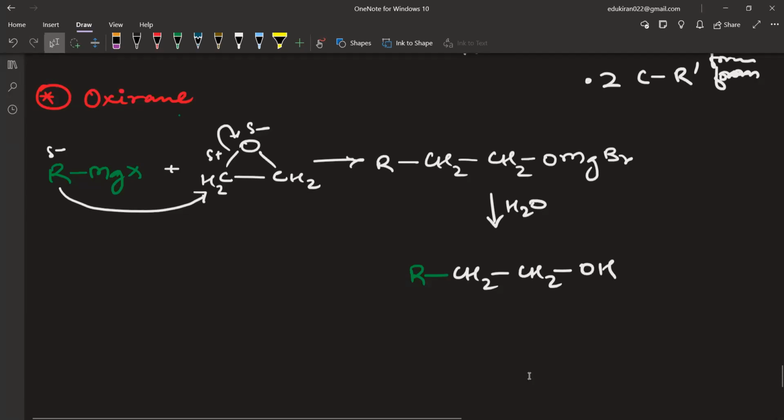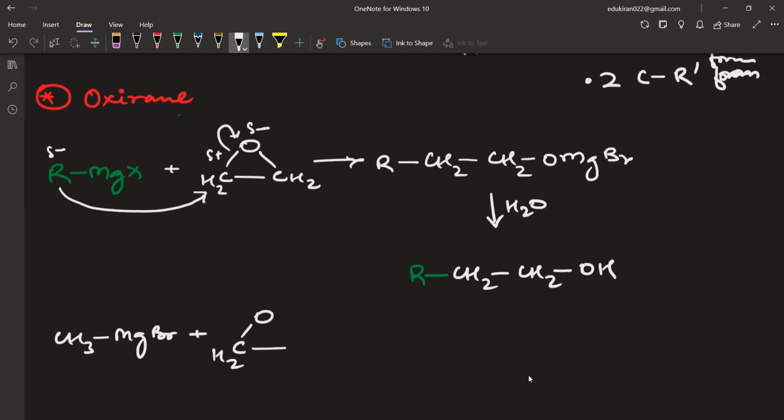Done everyone? Listen, please tell me. Write one reaction here. So you have CH3 MgBr plus CH2 carbon CH2. First step we are using dry ether. Second step we are using water. What will be the product?